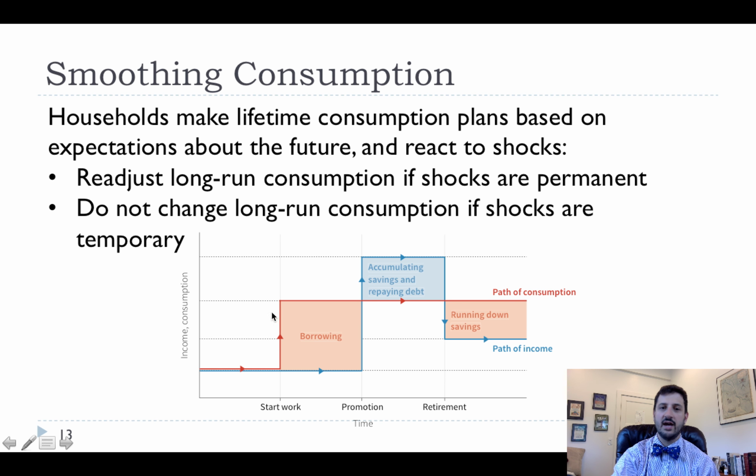And so if we look at this graph, we can see income is going up. Income is the blue line, right? It's low, it goes up, it falls during retirement, but consumption is smooth, at least once you start work. Now, that's not exactly true, right? We don't actually see perfectly smooth consumption from households, but we do see it be a lot smoother than income is. So that's something to keep in mind. This is looking sort of at the long run rather than the short run. Most people don't plan to become unemployed, but they do try to have something like a rainy day fund.